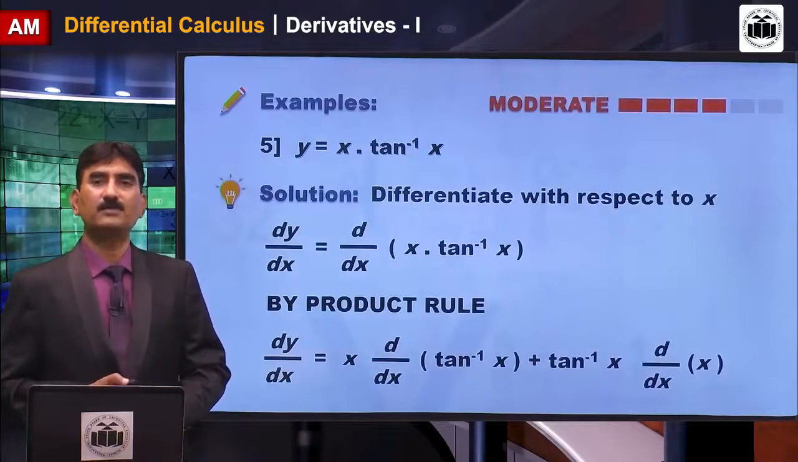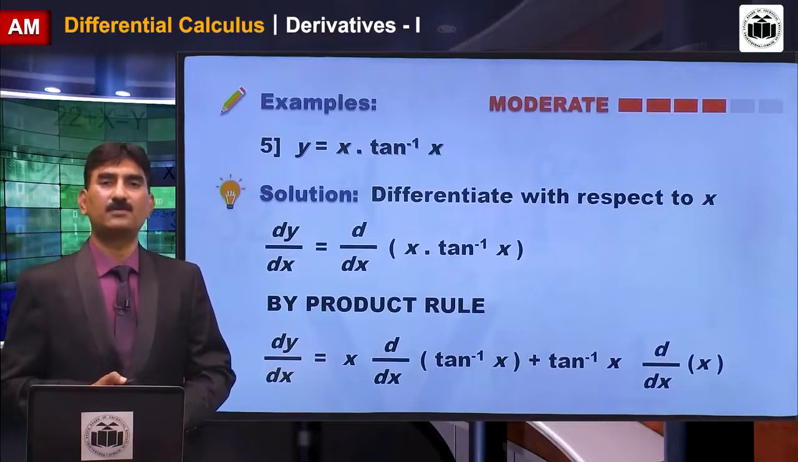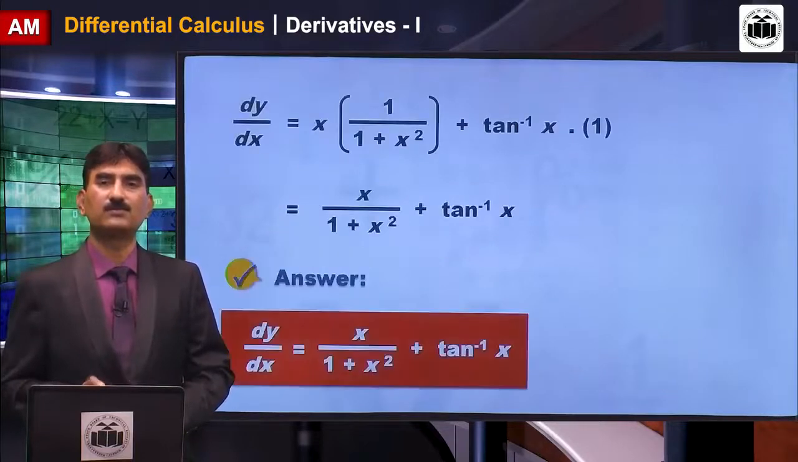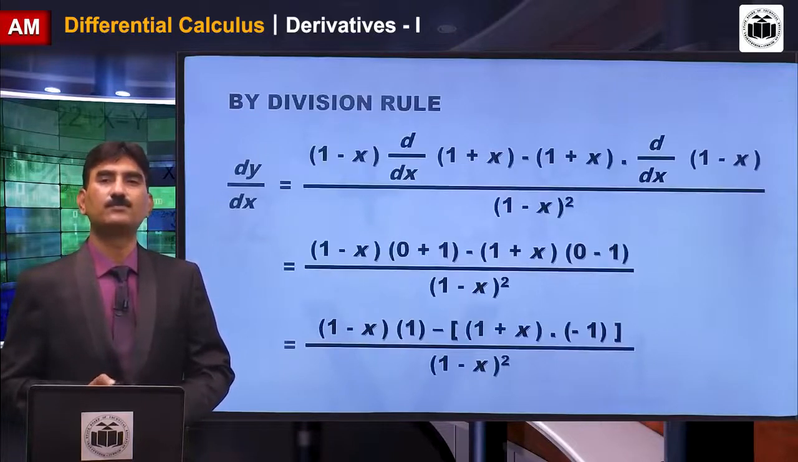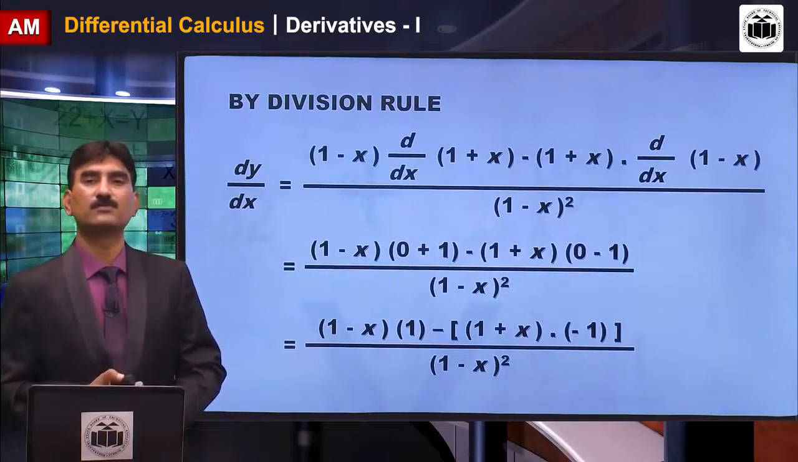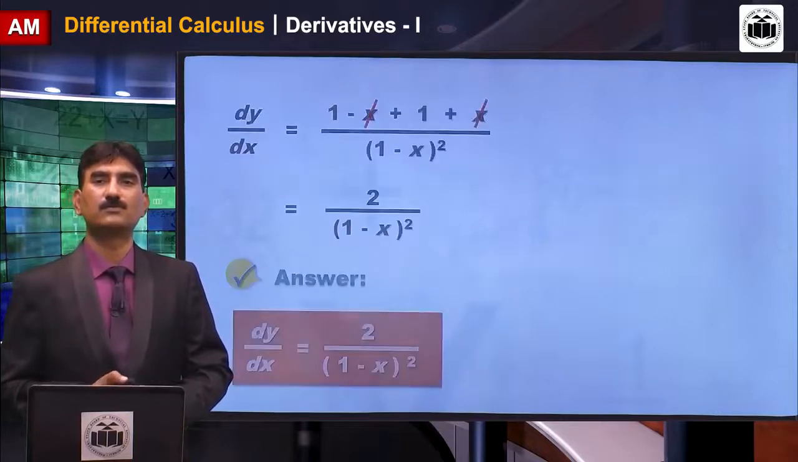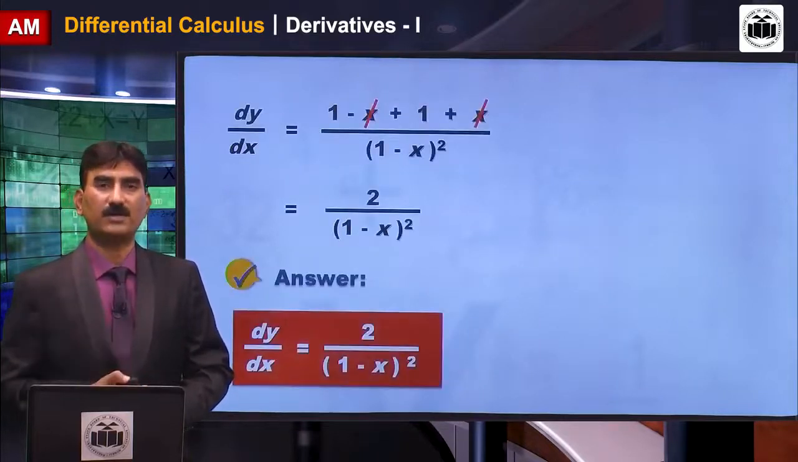Now again here apply the product rule, x into tan inverse x. This is the final answer. Here apply the division rule. See the calculations. Cancel out x, write down the final answer.